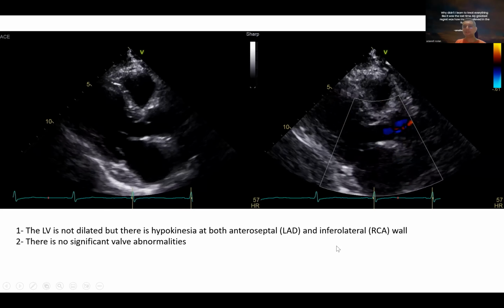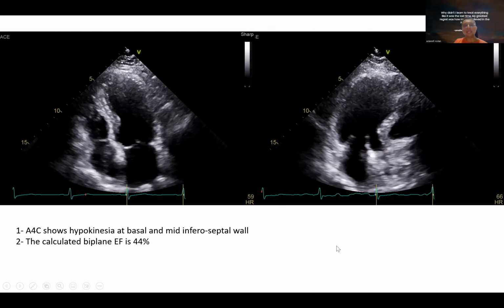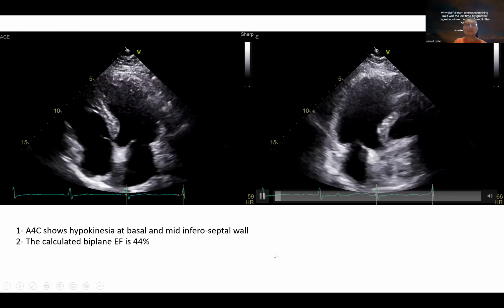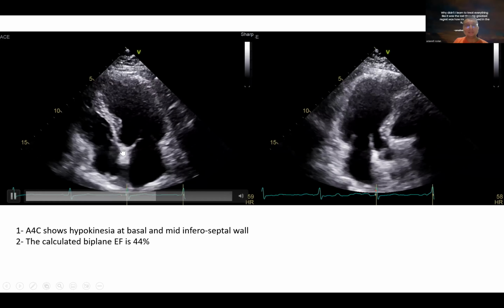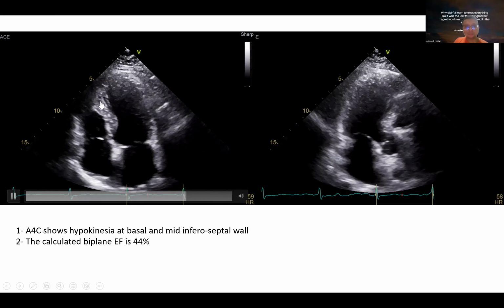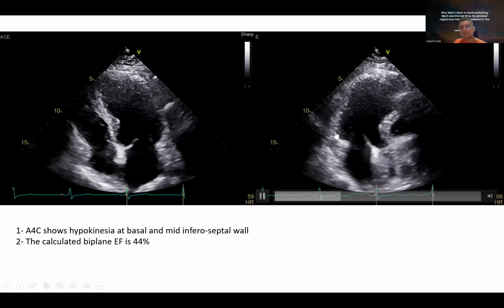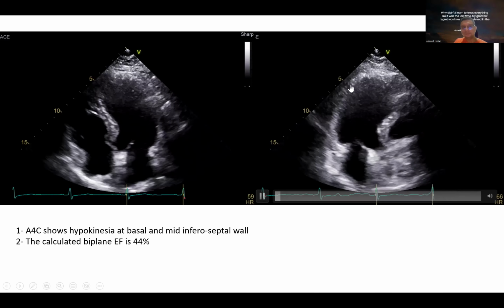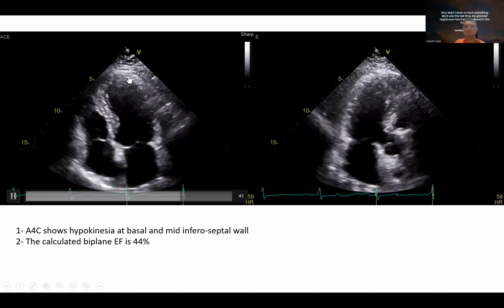There are no significant valve abnormalities. When we look at the apical 4-chamber view, again, you can see that the patient has hypokinesia at the basal and mid-inferoseptal wall. Also here, hypokinesia all over here. And the apex is slightly hypokinetic as well.